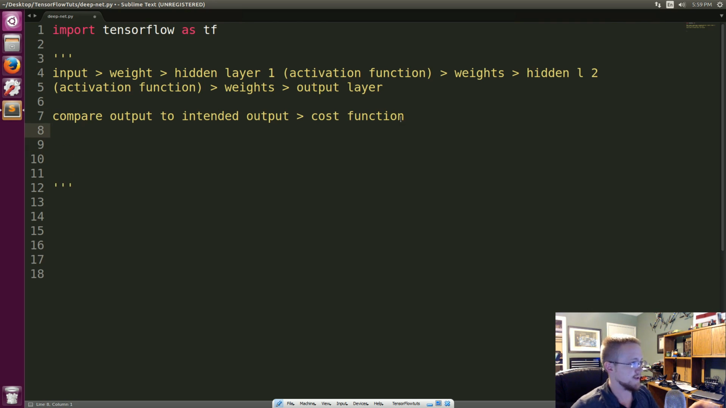Anyway, so you compare the output to the intended output with the cost function, and an example of a cost function is cross entropy. This is how close, or how wrong, we are to our intended target, or how not close. Then that's your cost function, and then we're going to use an optimization function, or an optimizer.